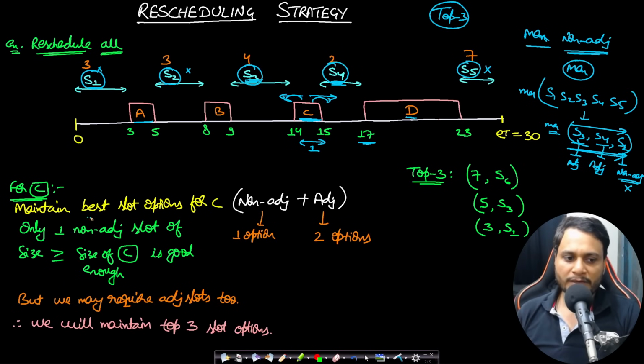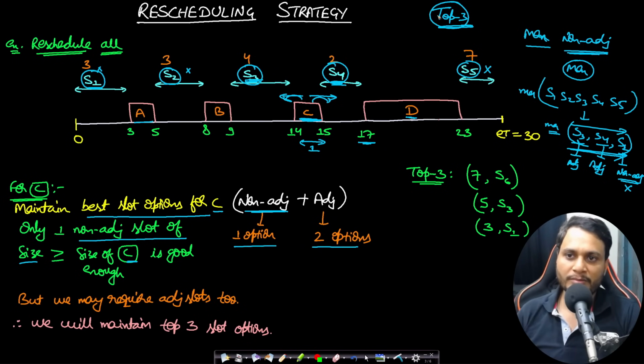So we will be trying to maintain the best slot options for any of the meetings. In this case, let's assume C. So we will be trying to maintain non-adjacent plus the adjacent slots. And in the worst case, you can get the maximum as the adjacent slot itself, and that is why I will be maintaining the top 3 sized slots. So only one non-adjacent slot of size greater than or equal to C is good enough to fit this C.